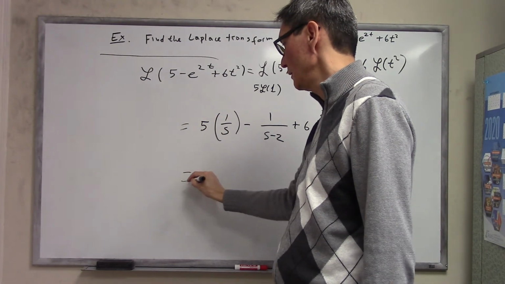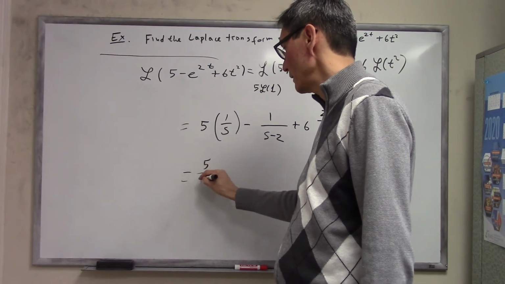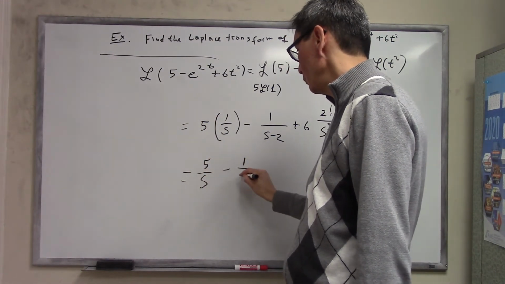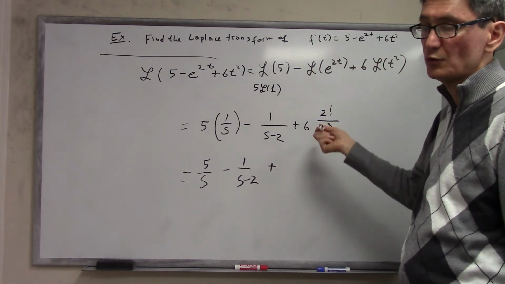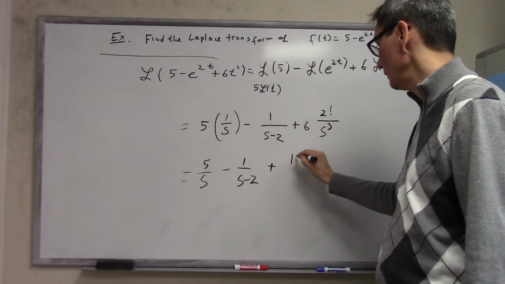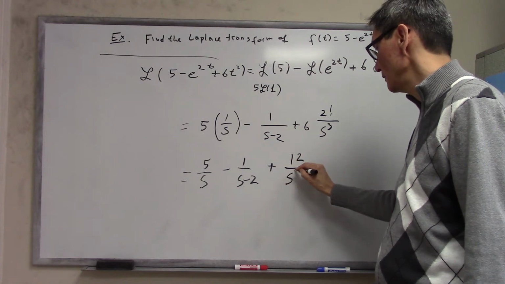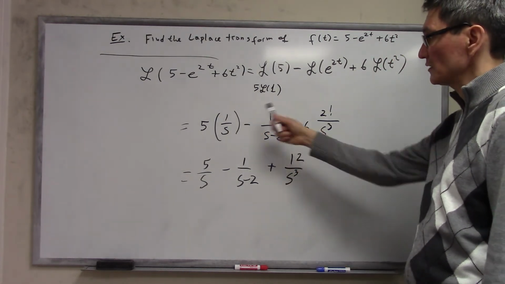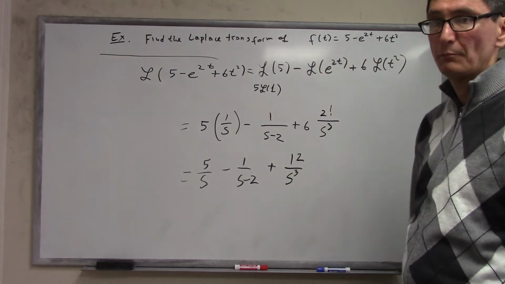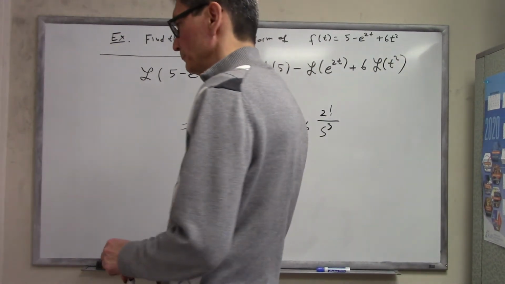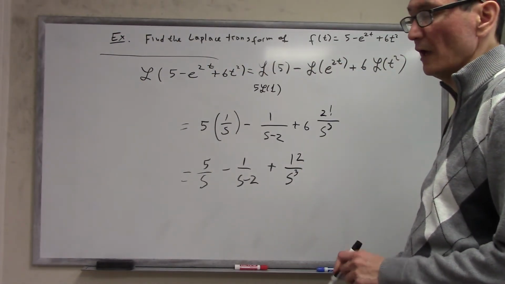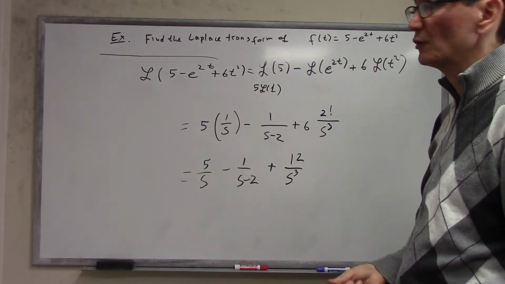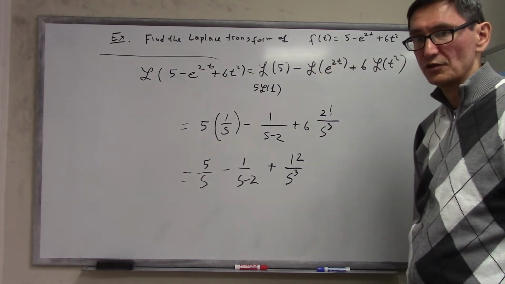So we're going to have 5 over s minus 1 over s minus 2 plus, since 2 factorial is 2, 6 times 2 is 12, plus 12 over s cubed. And that is going to be the Laplace transform of this function.